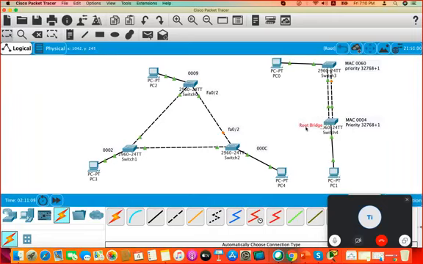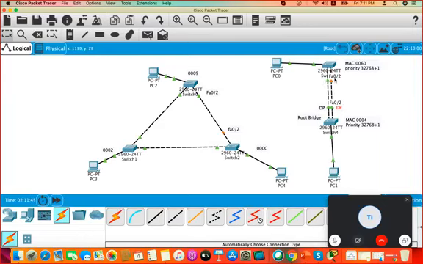The ports which are directly connected to the root bridge will become designated ports. The designated ports are those with the best cost to the root bridge. So the best cost is on the root bridge. So these two will become designated ports. Now, we will talk about this one.